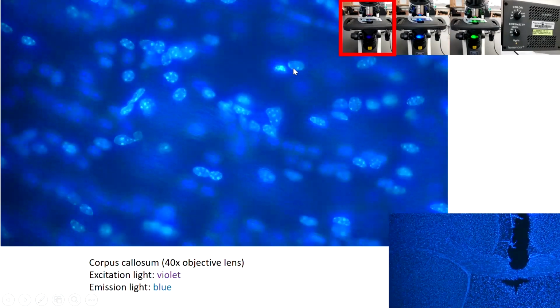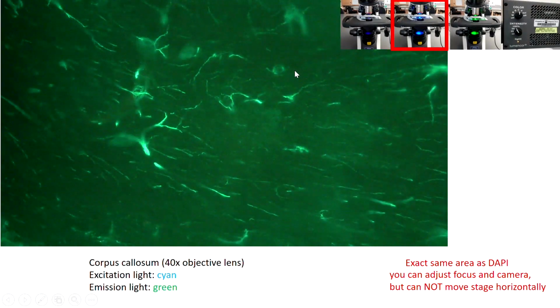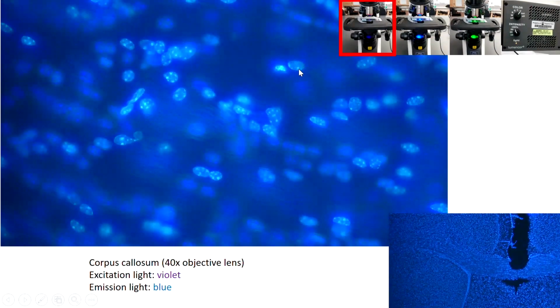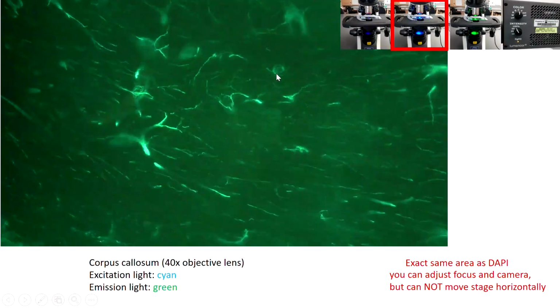Now let's take a look at the DAPI. There is another nucleus here. Once we switch to astrocyte staining, the GFAP staining, we don't see anything here, right? And that is because this nucleus probably belongs to an oligodendrocyte or microglia cell, right?